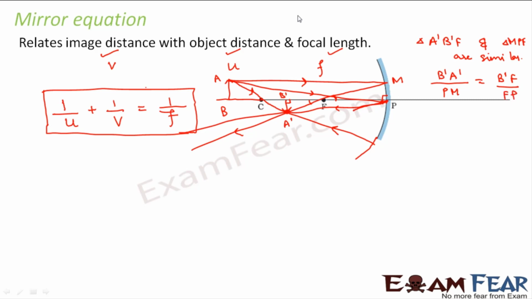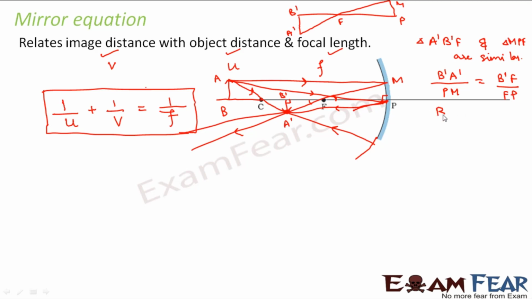You can draw these two triangles separately. It is somewhat like this. This is B', this is A', this is F, this is M, and this is P. So you can say that B'A' by MP or PM is equal to B'F divided by FP. That is by property of similar triangles, right?